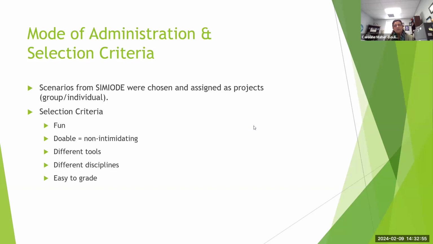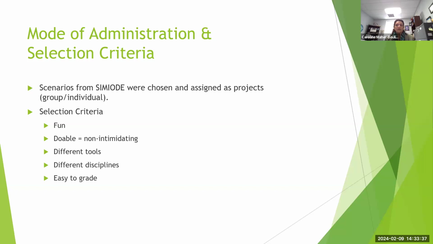I chose the scenarios based on these criteria. First of all, I wanted it to be something fun for the students that they can relate to and understand. They're not intimidating. They can see with simple differential equations how the applications are powerful, and give them an appreciation of differential equations. I wanted scenarios or projects that would implement different tools in different disciplines. So I have something from sciences, I have something from biology.